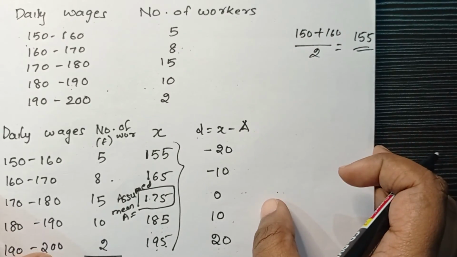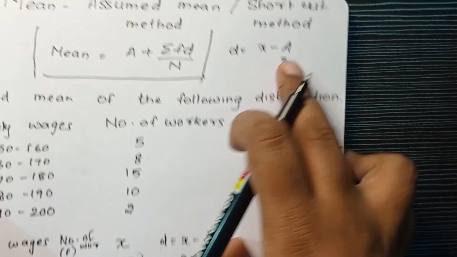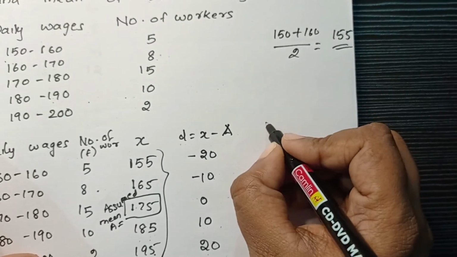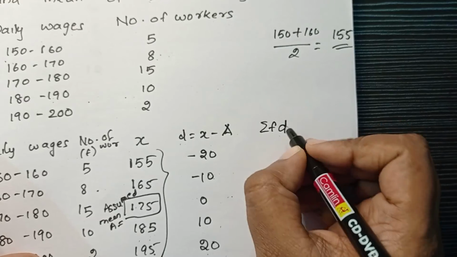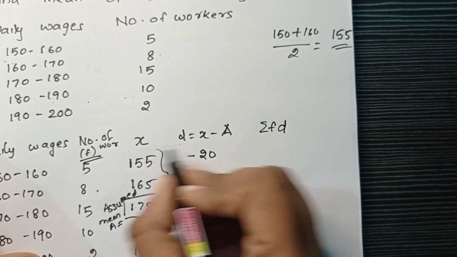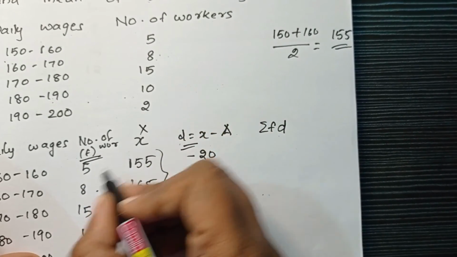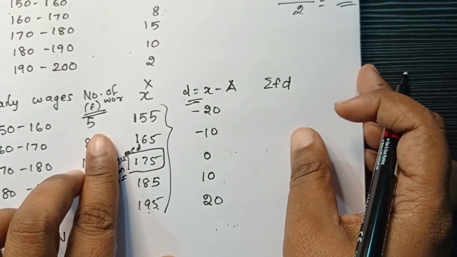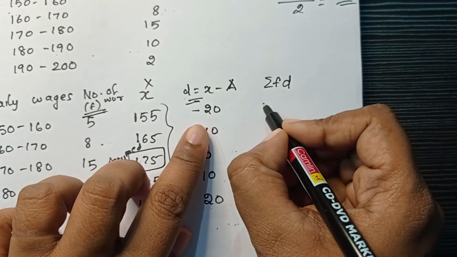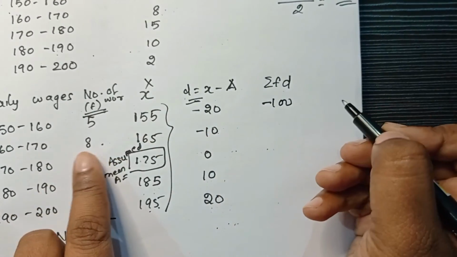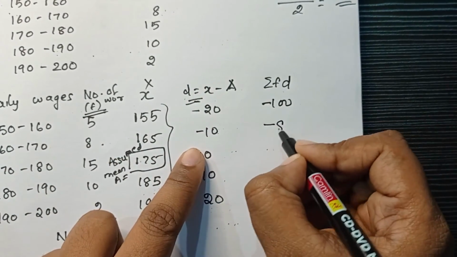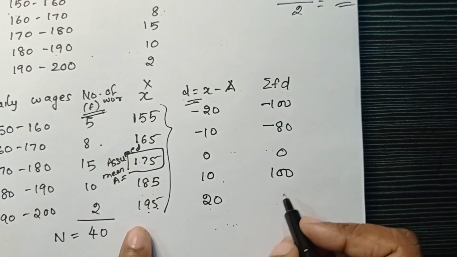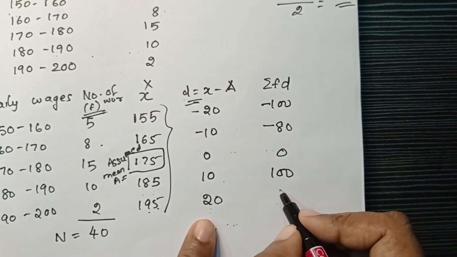Now next, we know that d equal to x minus a, we have to find out summation of fd, right? Summation fd equal to, we have to multiply this frequency with this d, f into d, that is what we are going to do. So 5 into minus 20, that is minus 100, 8 into minus 10, minus 80, 15 into 0, 0, 10 into 10, 100, 20 into 2, 40.